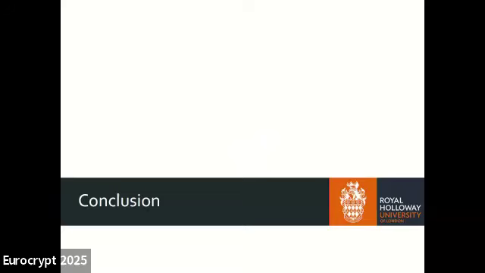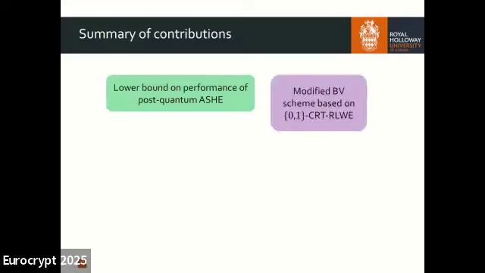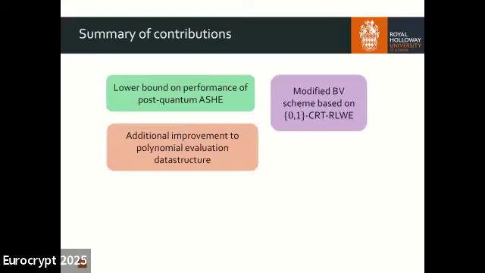Okay, so I have some time to conclude. Let me summarize again what we've contributed in this work. We first conducted a theoretical study of ASHI, and we've given a lower bound on the performance of any post-quantum ASHI. We also looked at ways to improve DPIR, so we presented a modified BV scheme, which is based on 0-1 CRT ring LWE. I didn't have time to explain it today, but we also show in the paper an additional improvement to the polynomial evaluation data structure.